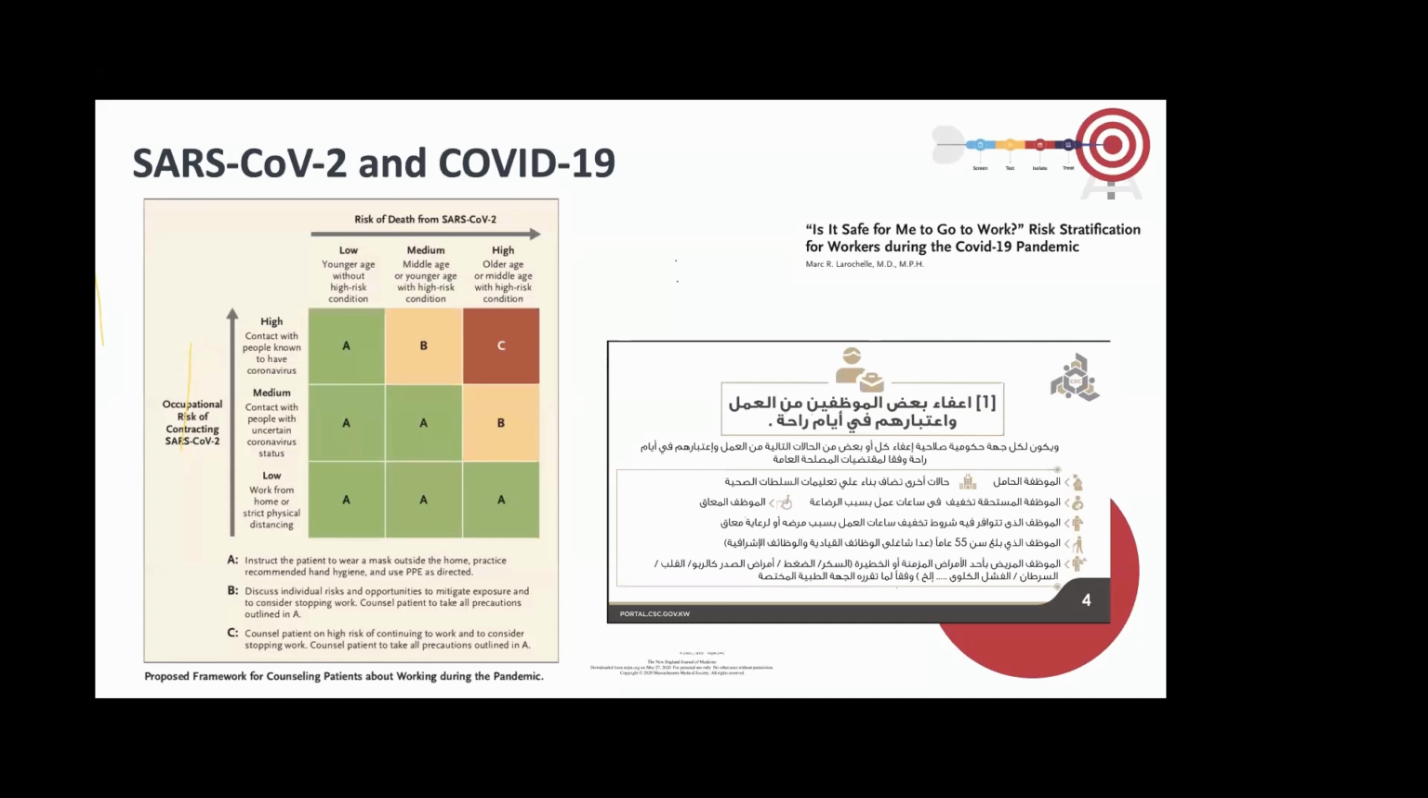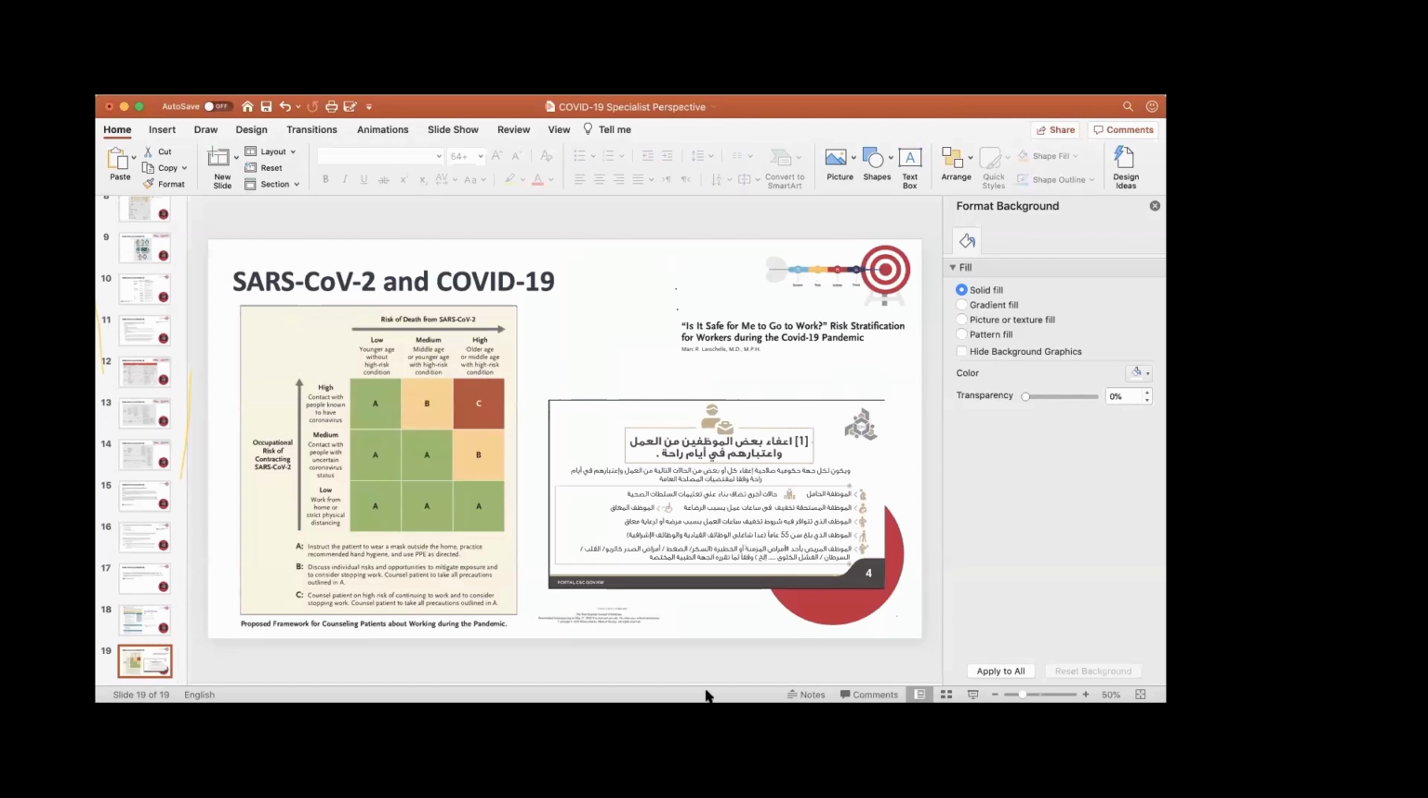We have developed a questionnaire that I will share with you in a moment. This is a questionnaire that we have developed for our employees to come to work or not to come to work. It takes the age scale into consideration. So people who are less than 55, people who are older than 65. So this would be the very high risk group. This is the medium risk group. This is the low risk group.